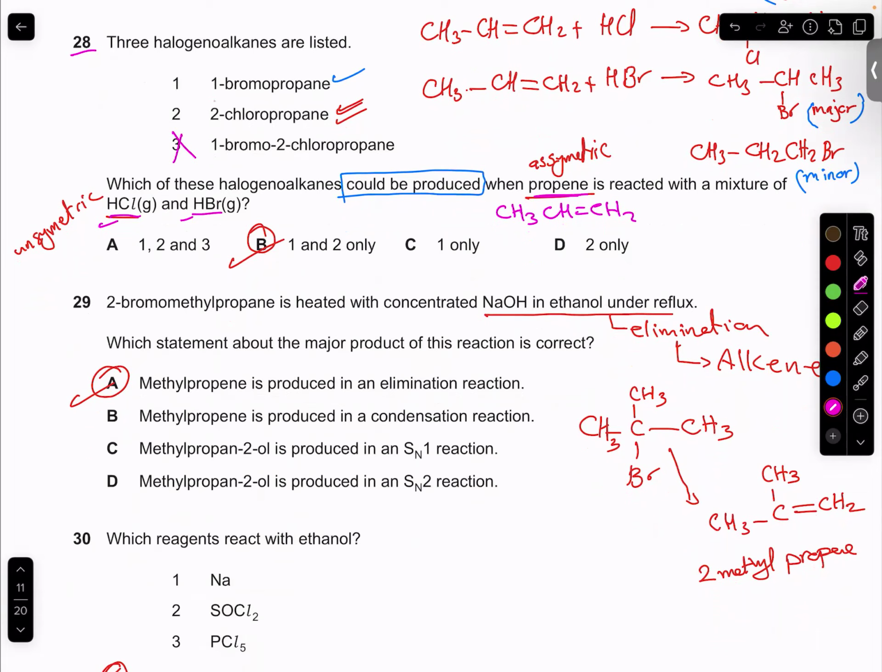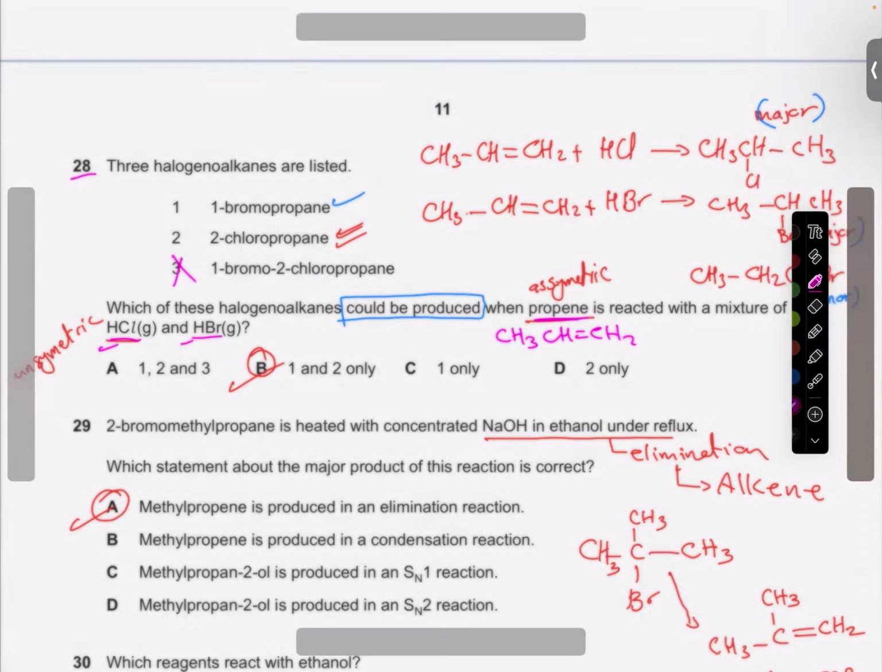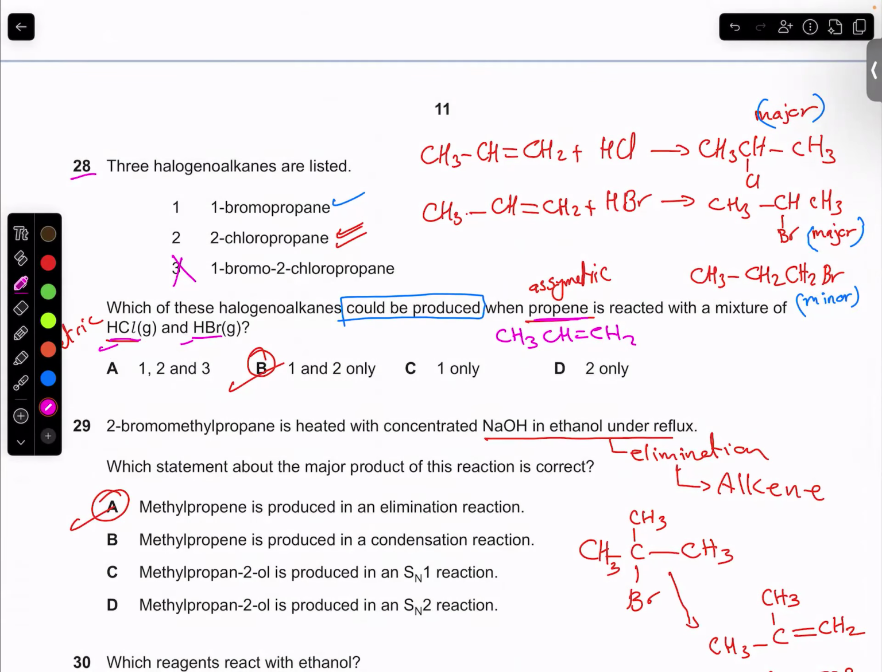So the answer is, do we have 1-bromopropane and 2-chloropropane or not? Let's do the reaction to know the result. The first reaction we have here, 1-chloropropane. We have propene plus HCl. We will break this double bond.